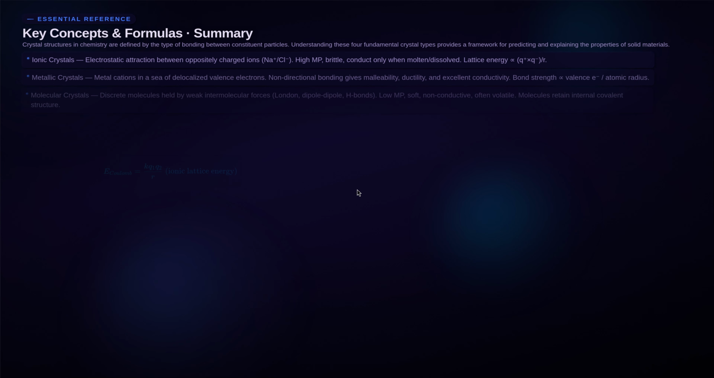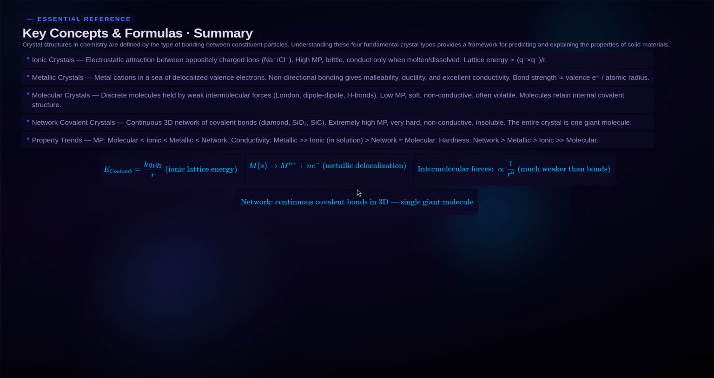Let us review the key concepts. Crystal structures are defined by the type of bonding between particles. Ionic crystals involve electrostatic attraction between oppositely charged ions. Metallic crystals have metal cations in a sea of delocalized electrons. Molecular crystals consist of discrete molecules held by weak intermolecular forces. Network covalent crystals have continuous covalent bonds in 3 dimensions.